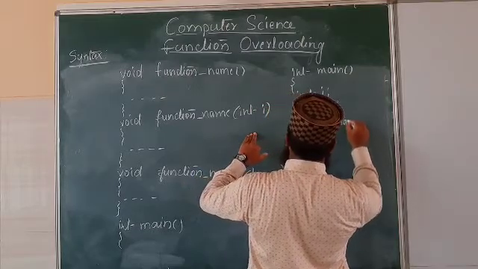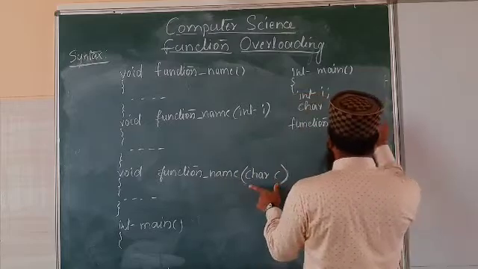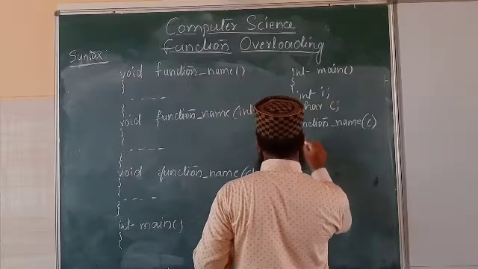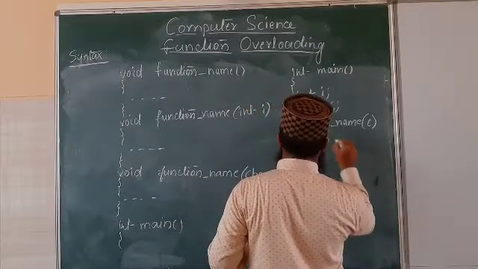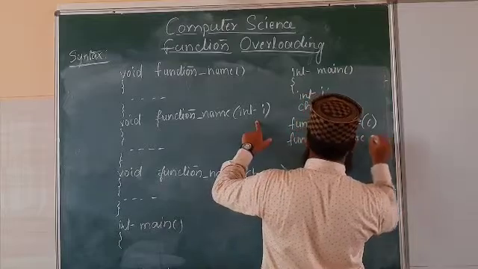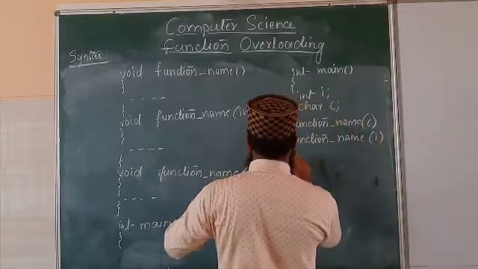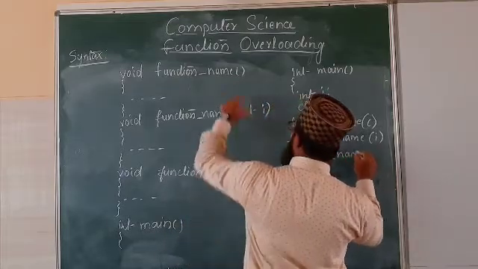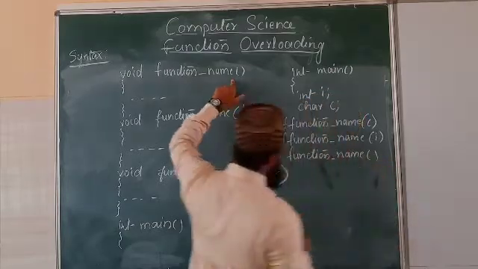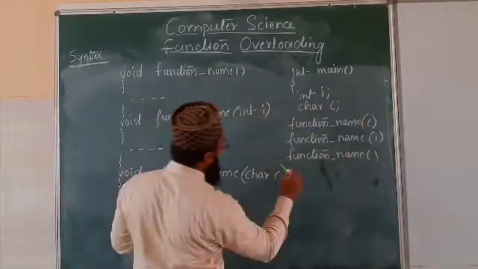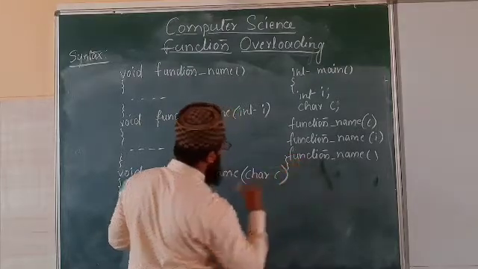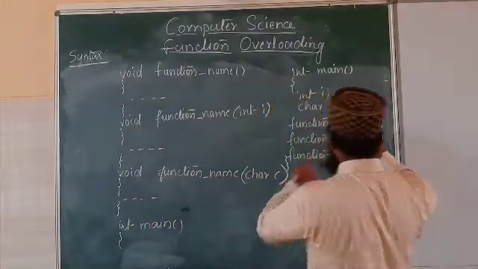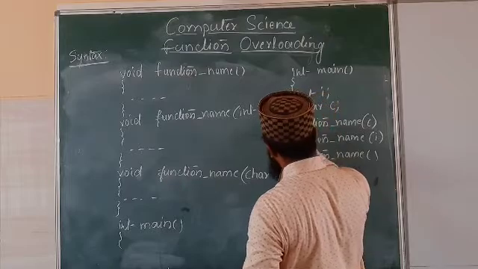Function name, then give this as the first function C, okay, then function name, then I, okay, then function name. There is no argument, just give open and close parenthesis. After this, close the main program here. Look here, first function name C, C means this came from here.